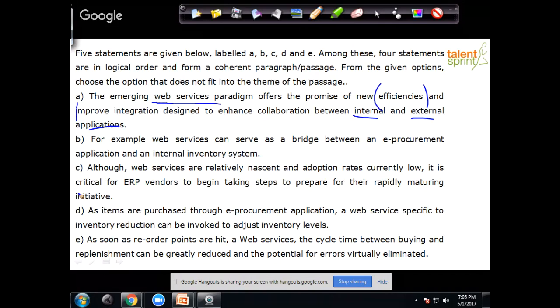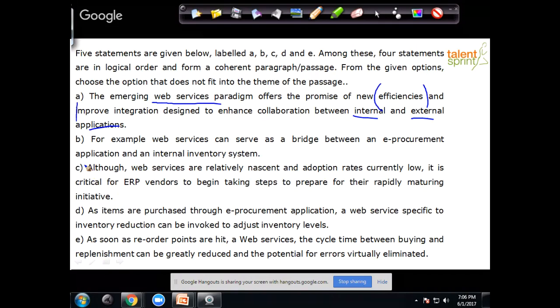Like, for example, somebody didn't know what paradigm means. Nascent means something that is beginning stage, right? Something that is just coming into existence. So all the web services are relatively nascent and adoption rates currently low. It is critical for ERP vendors to begin taking steps to prepare for the rapidly maturing initiative.